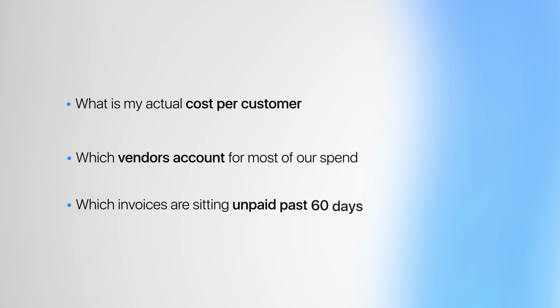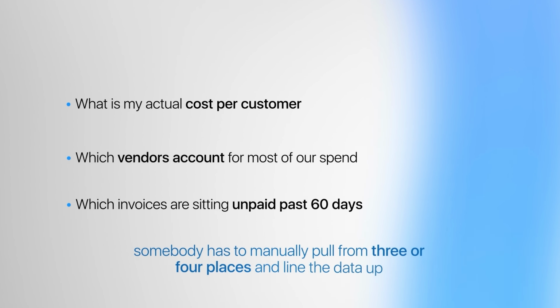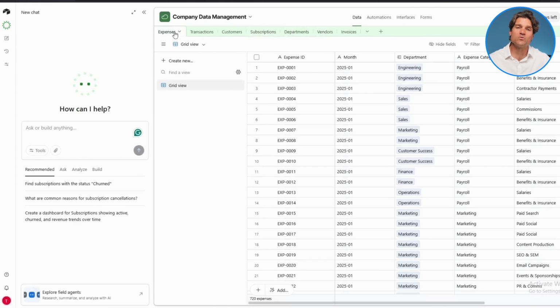So every time you need to answer a real question, what is my actual cost per customer, for example, or which vendors account for most of our spend, or which invoices are sitting unpaid for 60 days, someone has to manually pull from 3, maybe even 4 different places and then line up the data. Now, the answer is always slow and always one manual error away from being completely and utterly wrong. Now, Airtable is what fixes that.